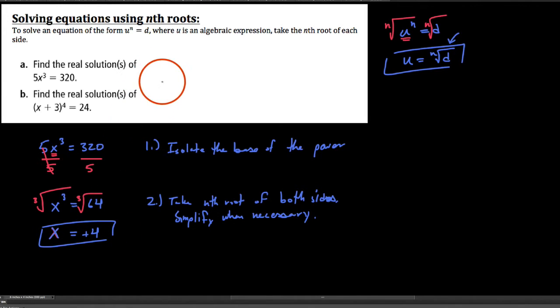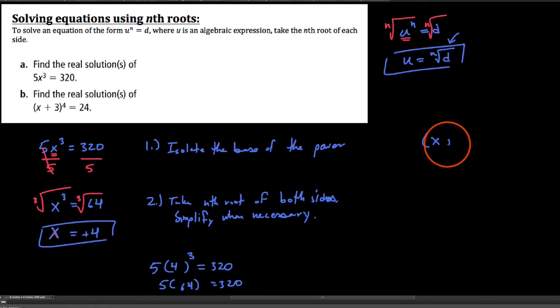And it'd be really easy to go back and check. If we go plug this in, we could say that 5 times something cubed is equal to 320. And if we put in a 4 right here, we get 5 times 64 equals 320, which is 320 is 320. So now taking a look at this next example, we have x plus 3 to the fourth equals 24.